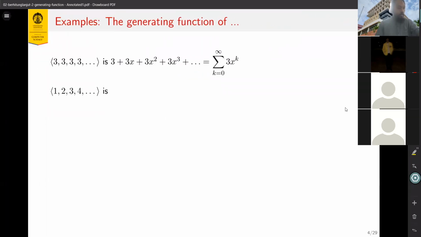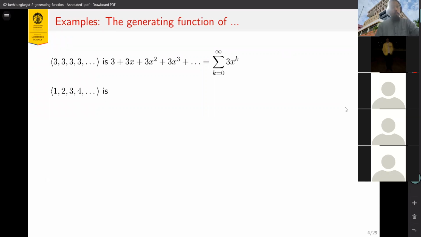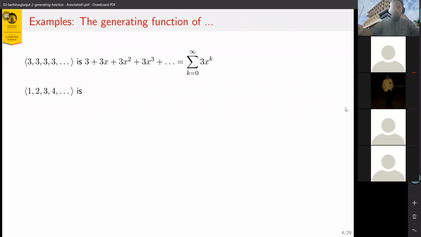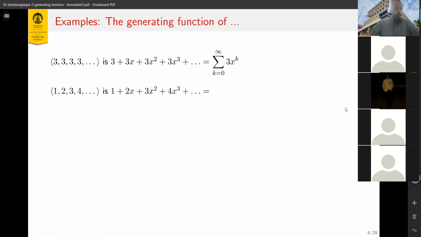What is the generating function? Can anybody guess? 1 plus 2x plus 3x squared plus 4x cubed. All right, good. And if you write it as summation, the sum of k from 0 to infinity, where k plus 1 times x to the power of k. Correct, yes. All right, good.